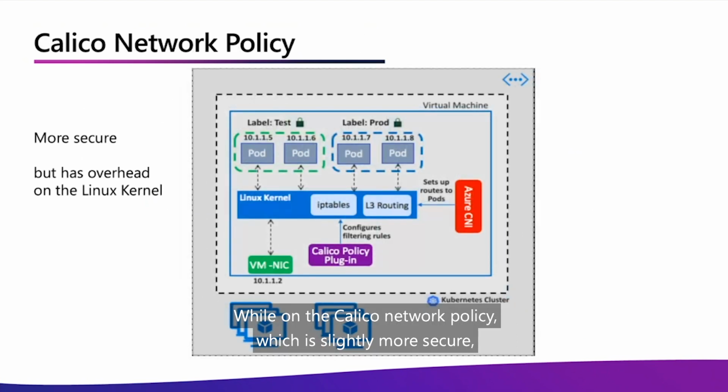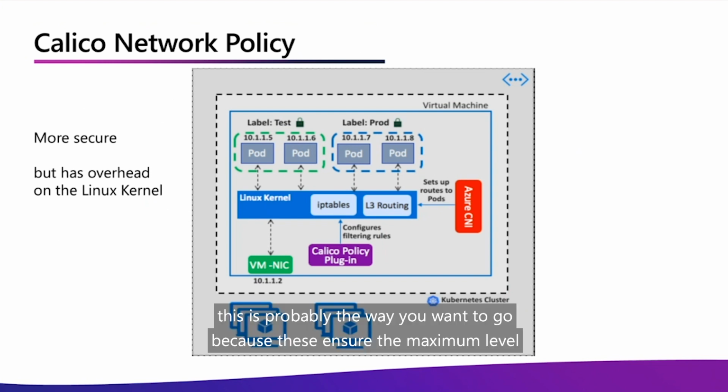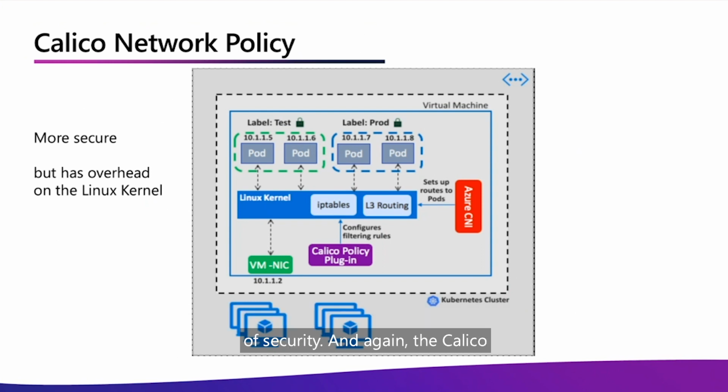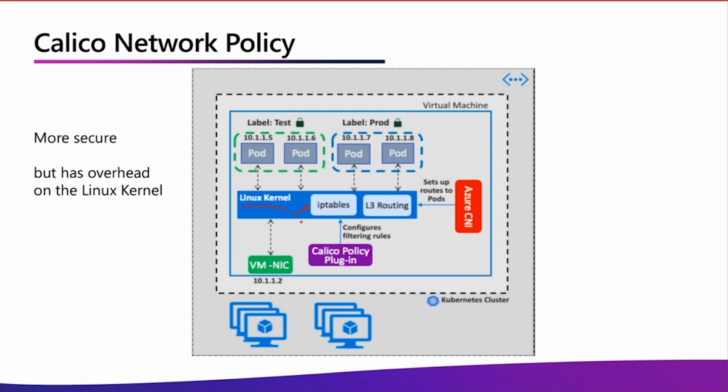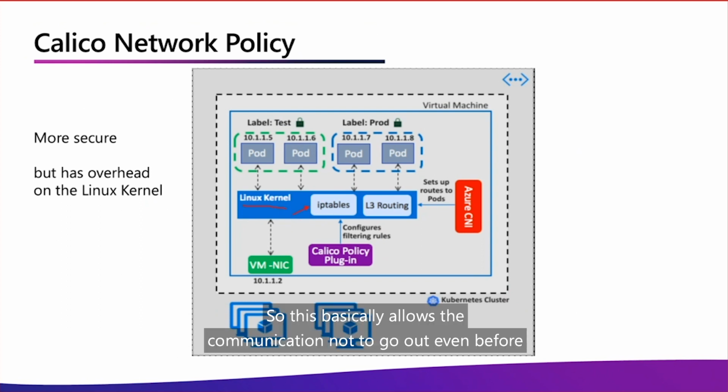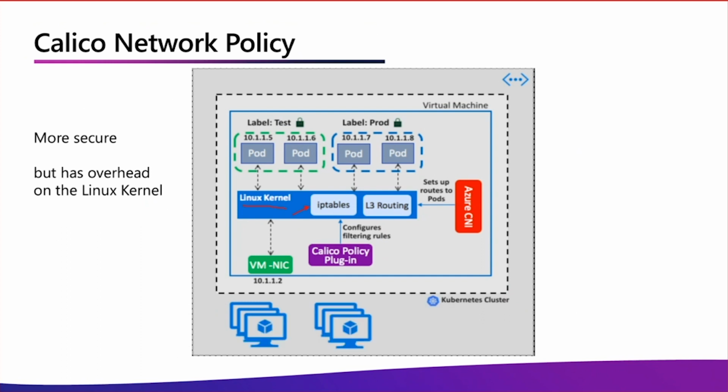While the Calico network policy is slightly more secure, but of course, working directly on the Linux kernel, it has some overhead on the kernel itself. But if you work in a regulated environment or industry, this is probably the way you want to go, because this ensures the maximum level of security. And again, the Calico plugin acts at kernel level, and the IP tables rules are inside the kernel. So this basically stops the communication from going out even before reaching the bridge level.